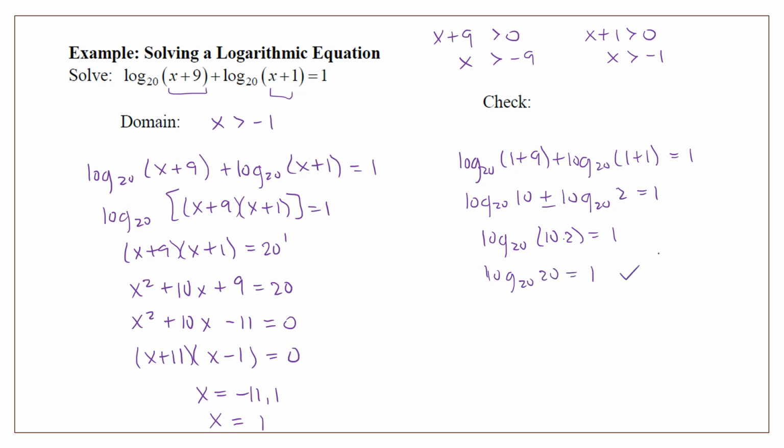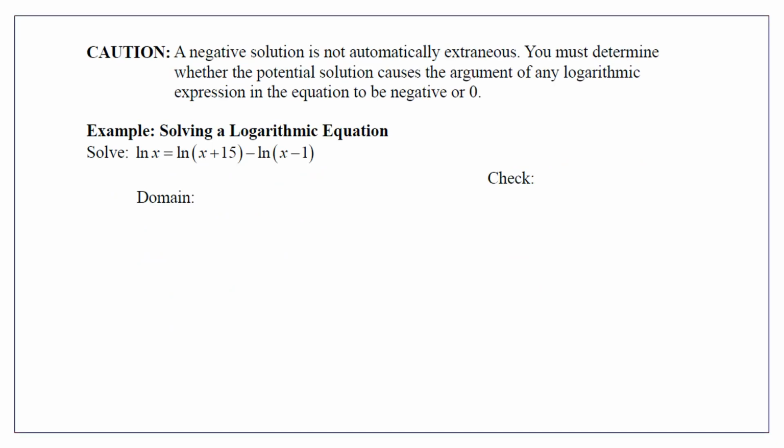Okay. So caution, a negative solution is not automatically extraneous. We must determine whether the potential solution causes the argument of any logarithmic expression in the equation to be negative or 0. Okay. So here we're dealing with natural logs in our equation, and we have the natural log x equals the natural log x plus 15 minus the natural log of x minus 1.